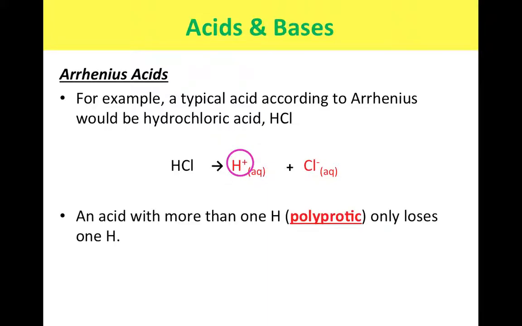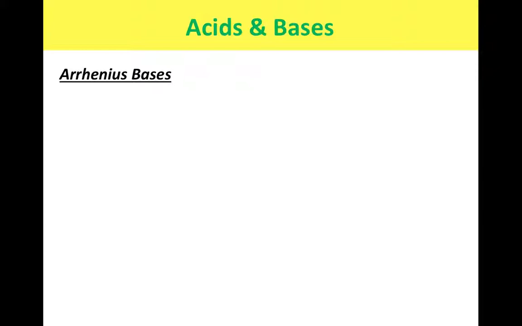An acid with more than one hydrogen is called polyprotic, but most acids, if they have two hydrogen ions, you have to remember that they do not lose both hydrogen ions. They only lose one of those hydrogen ions.